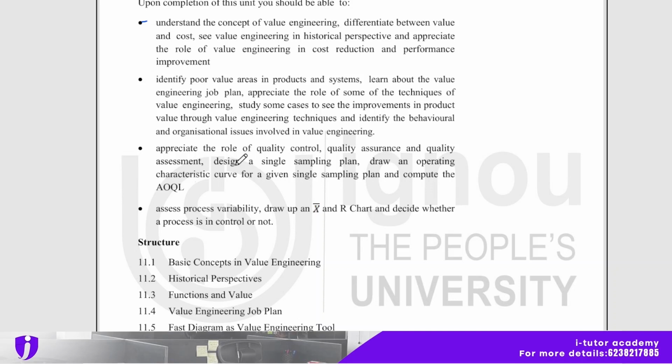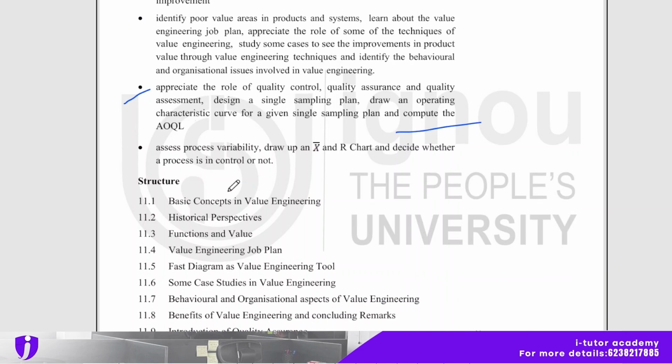Study some cases to see the improvement in product value through the use of value engineering techniques, and identify the behavioral and organizational issues involved in value engineering, and appreciate the role of quality control, quality assurance, and quality assessment. Design a single sampling plan. Draw an operating characteristic curve for a given single sampling plan, compute the AOQL and assess the process variability. Draw up an X and R chart and decide whether a process is in control or not.